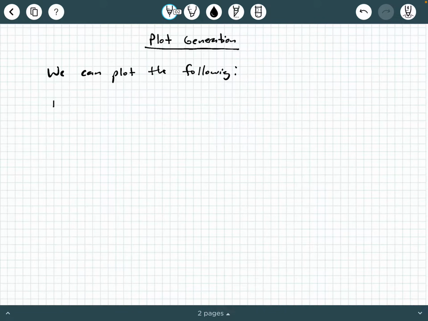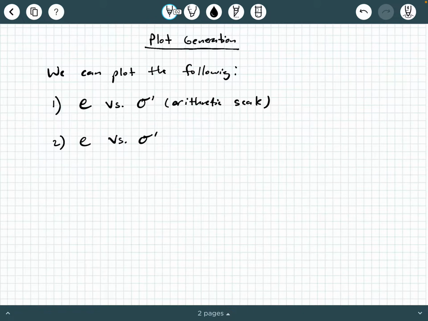Okay. So one plot we can generate is e versus effective stress with effective stress on an arithmetic scale. Now, when we say arithmetic scale, we mean not on a log scale. So you just don't set the horizontal axis to a log scale. Another plot we can generate is e versus effective stress, of course, with effective stress on a log scale. Now, this is the one you're familiar with from CE 322.